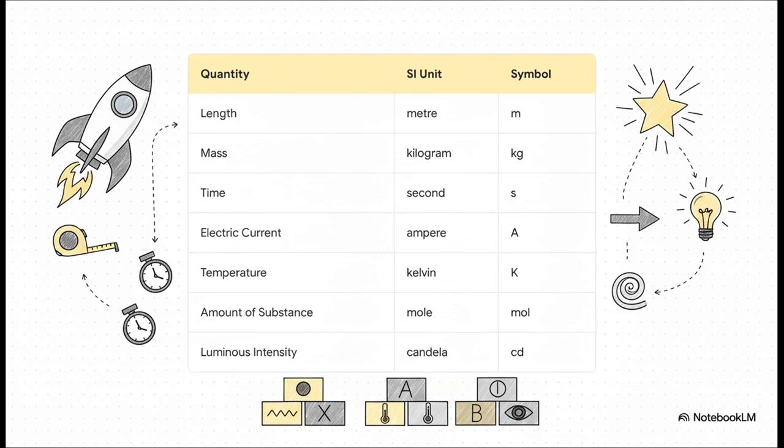First, you've got your big 3 for mechanics: length in meters, mass in kilograms, and time in seconds. Then you've got electric current in amperes, temperature in Kelvin, amount of substance in moles, super important for chemistry, and lastly, luminous intensity in candela. Seriously, every other unit you'll ever see is just some combination of these guys.